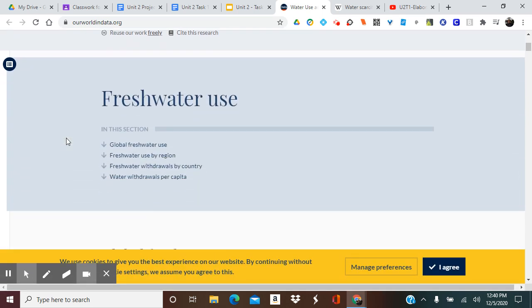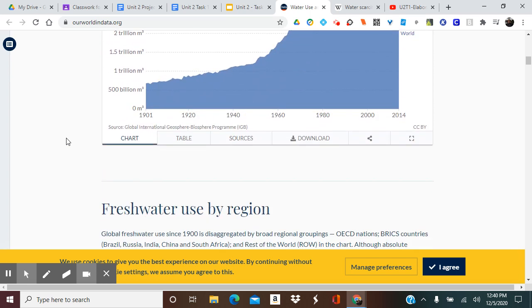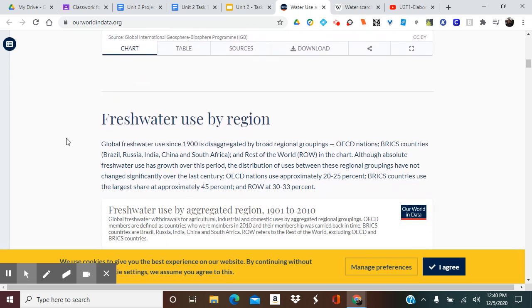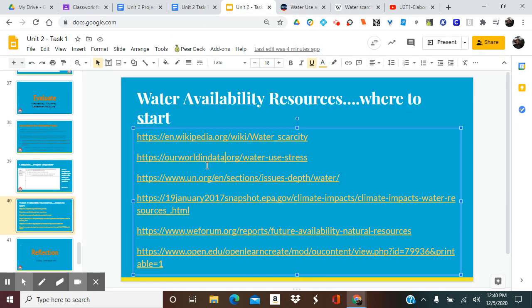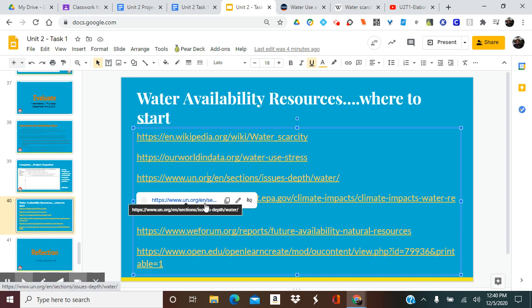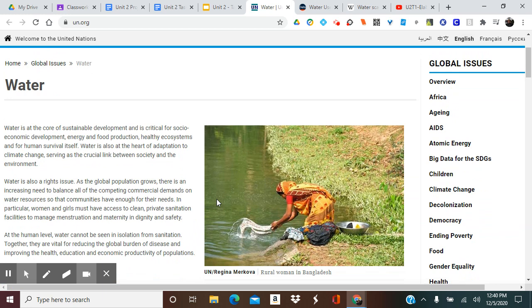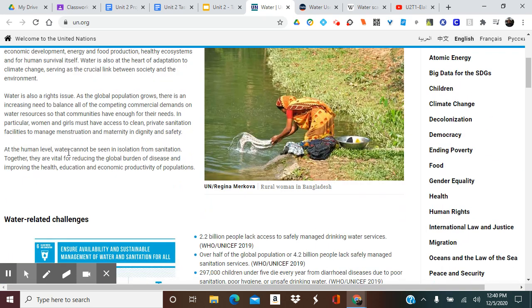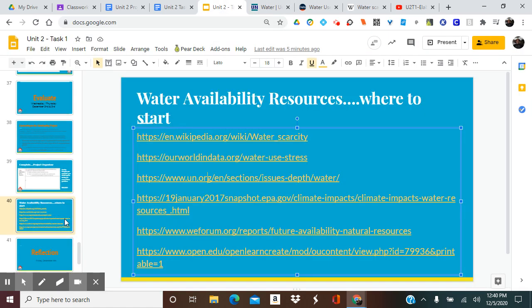find some that make sense to you that you want to use. Also, I would recommend using some of these charts as evidence. You can also use some of the maps that are on here as a place to start. Where are you going to do your project? Where are you going to help them get more water? Where in the world do they need some help with water? Okay, so that's what you're going to do.